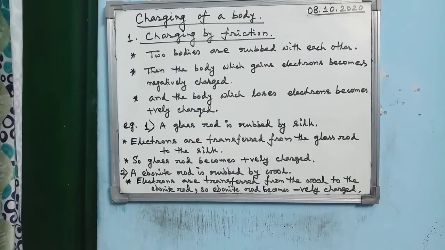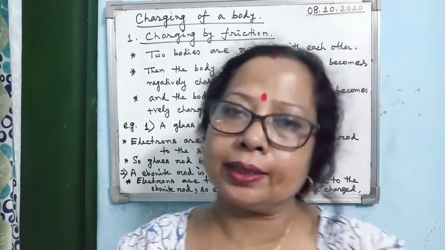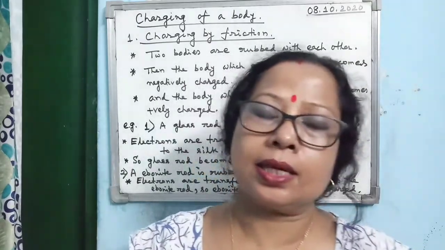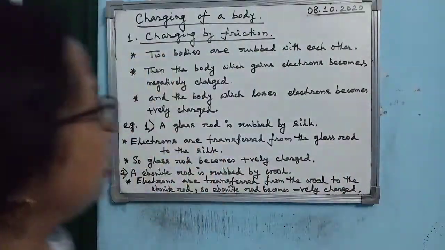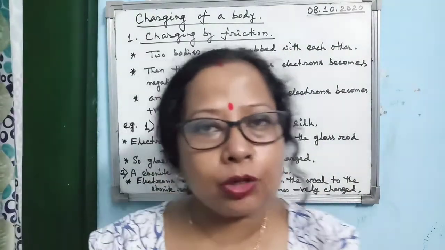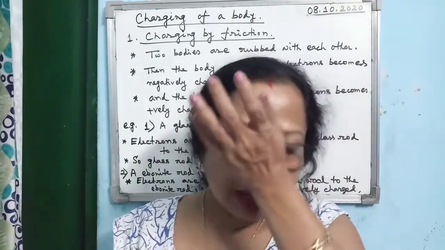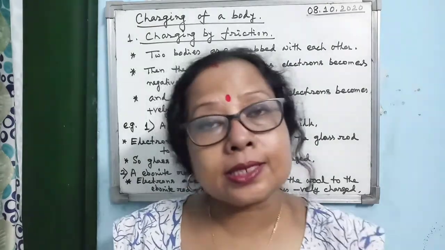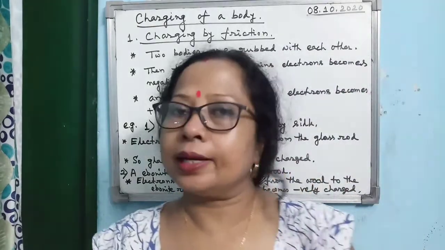Now the next topic is how you can charge a body. You can charge a body by three methods. One by one I am discussing. The first method I have already discussed, charging by friction. What we do is rub two bodies with each other, then electrons are transferred from one body to the other. The body which loses electrons becomes positively charged, the body which gains electrons becomes negatively charged.